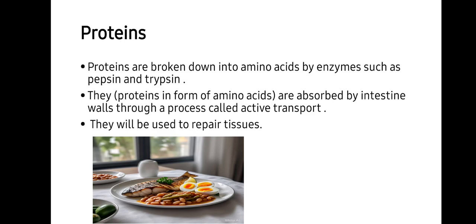Proteins are broken down into amino acids by enzymes such as pepsin and trypsin. They are absorbed by the intestinal walls through a process called active transport. They will be used to repair tissues. We all know that proteins are used to repair tissues. This picture shows examples of food which contains proteins.